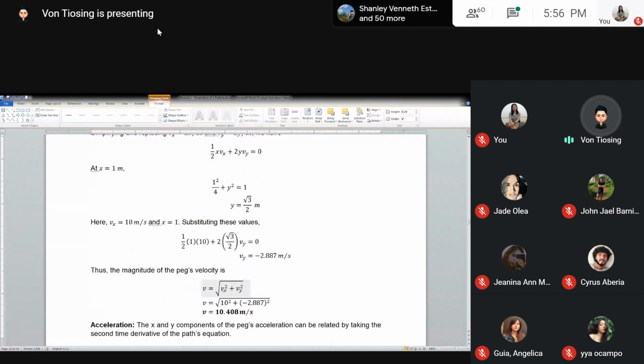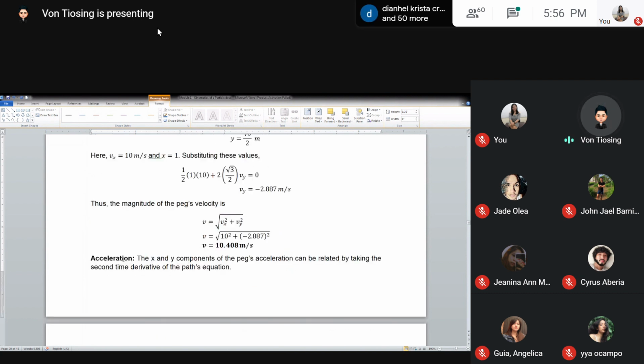So, the magnitude of the velocity rather is equal to what? By means of Pythagorean theorem, the square root of 10 squared plus the square of negative 2.887. So we have 10.408 meters per second.